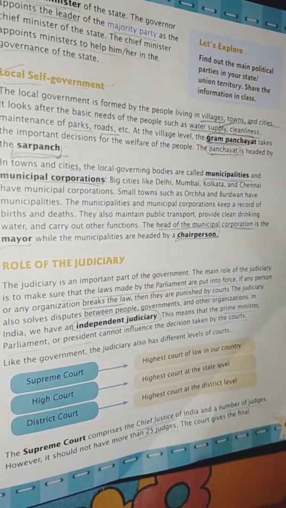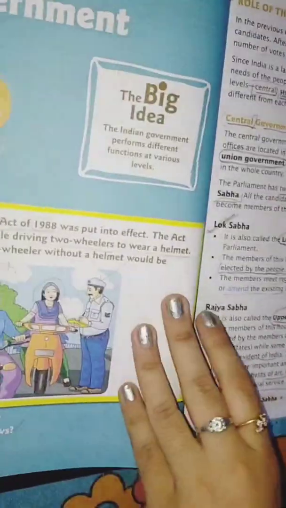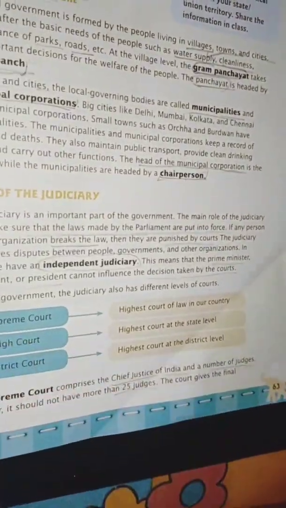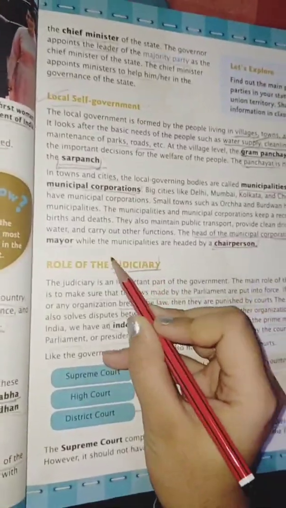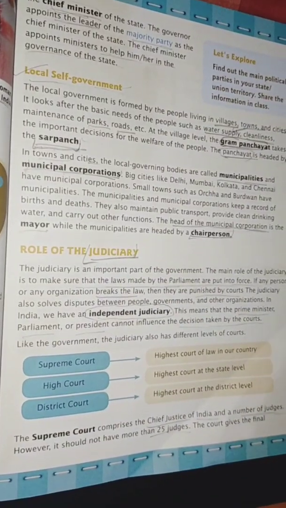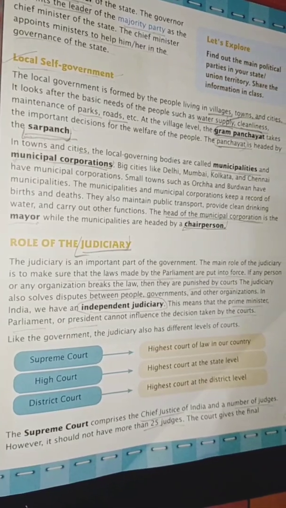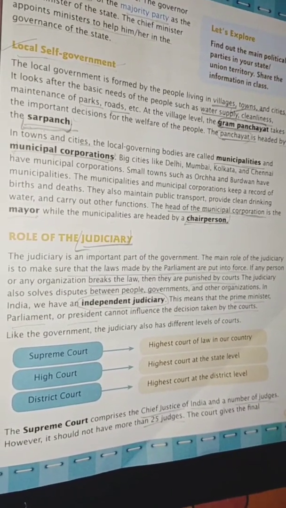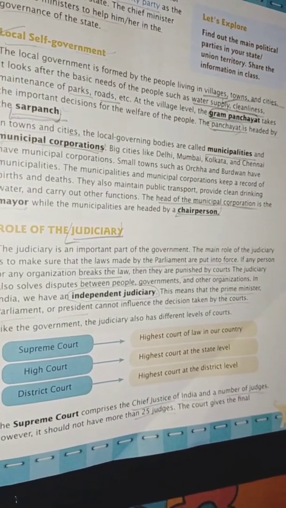So moving further, as I told you in the starting, what is the meaning of judiciary? Judiciary means the various courts. The different kinds of courts present in our country come under the judiciary. So what is the main function of the judiciary? Whenever any person breaks any kind of law or rule, he has to be punished before the law by these courts.